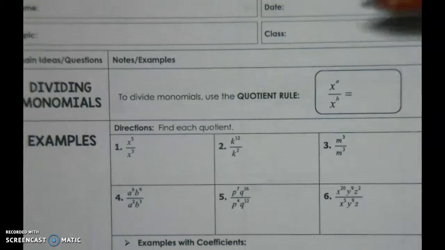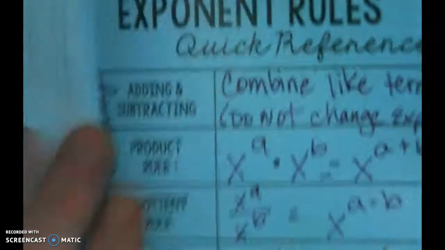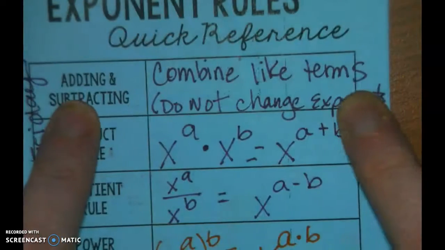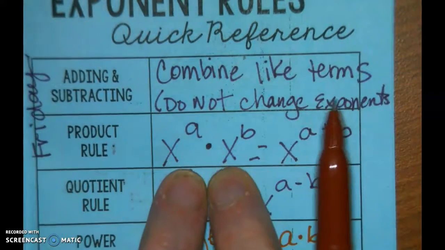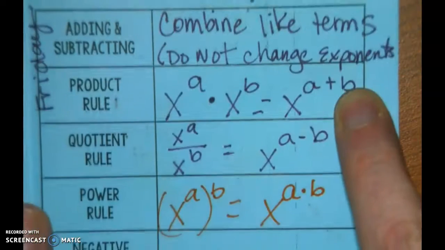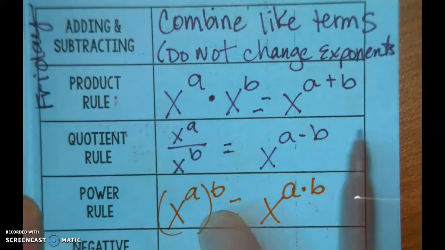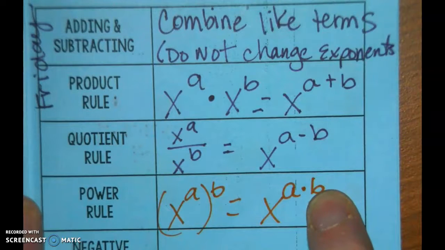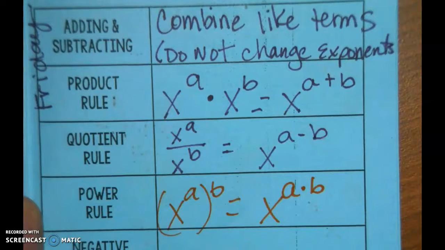Okay, we've talked about adding and subtracting in your little book. We've talked about the product rule, which is when you multiply the bases, then you add the exponents. In class today, we talked about how when you're raising to a power, you multiply the exponents. And now we're going to do the quotient rule. So if you need to, pause the video and fill in the quotient rule and power rule.